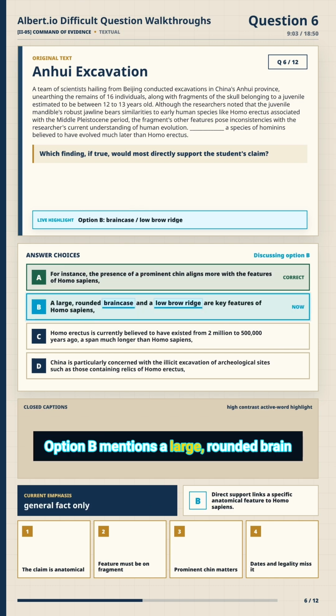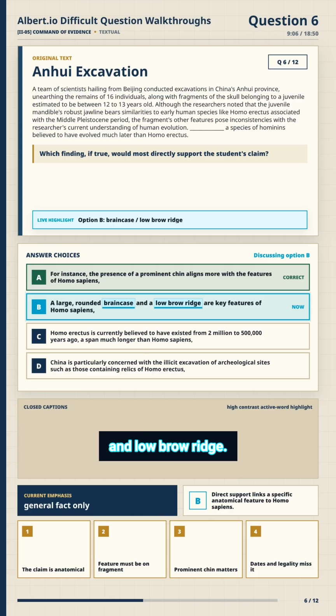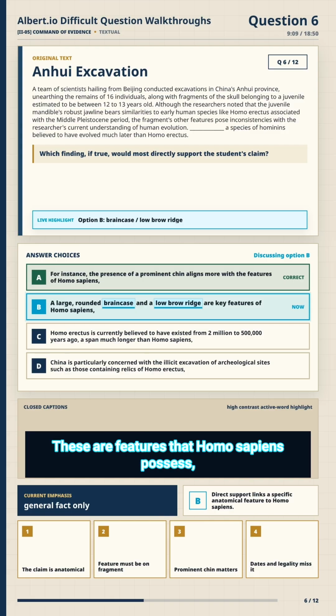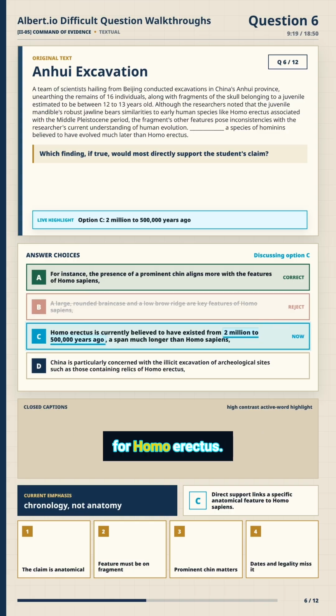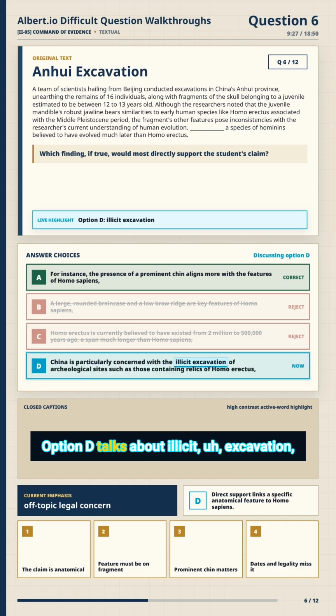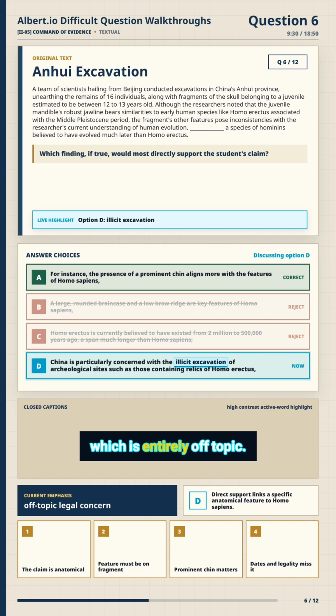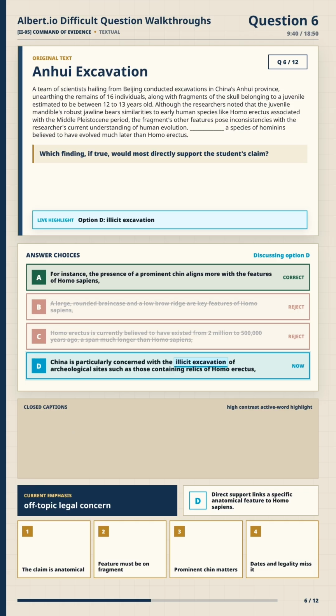Option B mentions a large, rounded brain case and low brow ridge. These are features that Homo sapiens possess, but the option describes them in the abstract. It never states that these features are present on the fragment, so without that link, it's just a fact and not a piece of evidence. Option C gives a date range for Homo erectus. Dates do not speak to anatomy, and the claim is about anatomical consistency rather than chronology. Option D talks about illicit excavation, which is entirely off topic. This is a legal matter, not a classification matter. So the best answer is option A. It identifies a specific feature on the actual fragment and ties it to Homo sapiens.